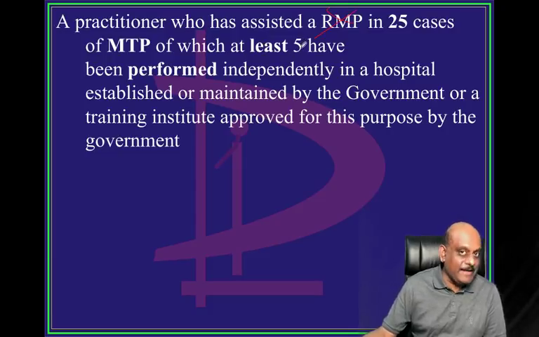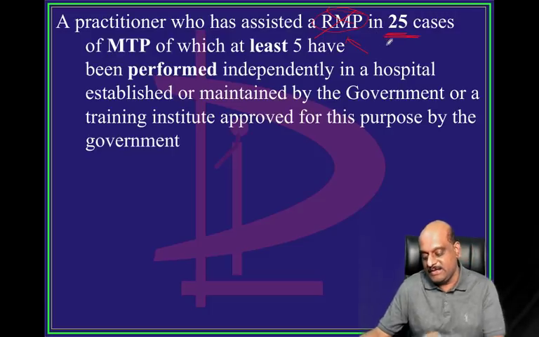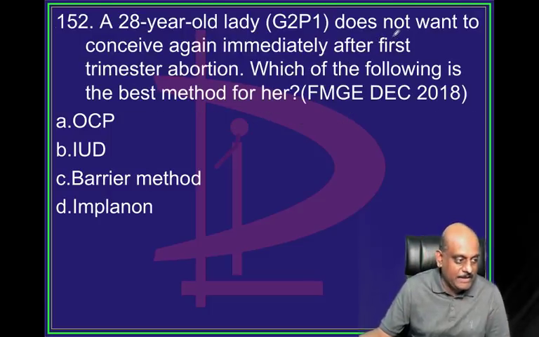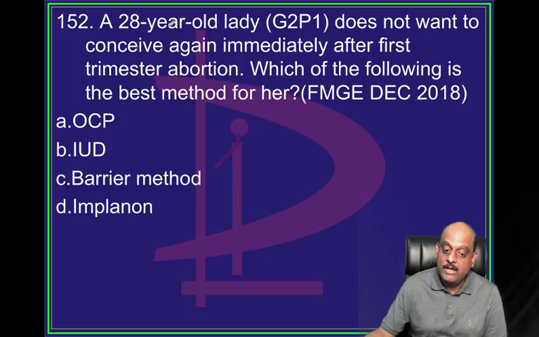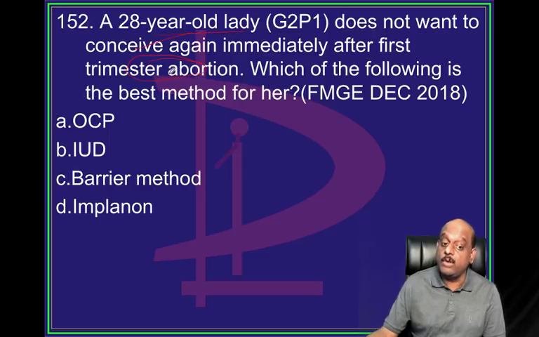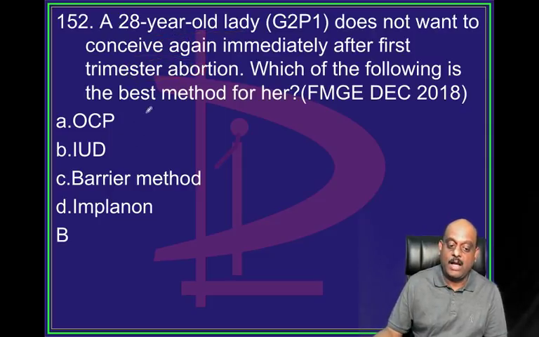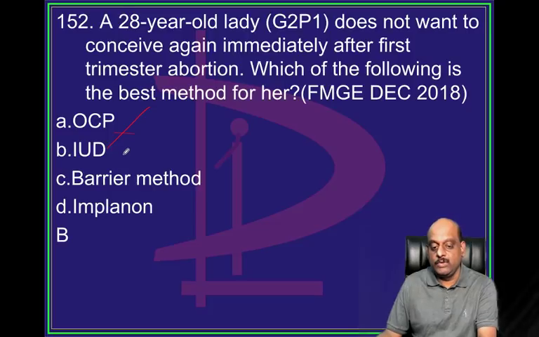RMP बोले तो हमारा RMP नहीं है, क्वैक नहीं है, registered medical practitioner है. 25 cases. उनके पास apprentice करना, certificate लेना. A 28-year-old lady does not want to conceive, but she had a first trimester abortion. What do you want to use? IUD can very much be used.